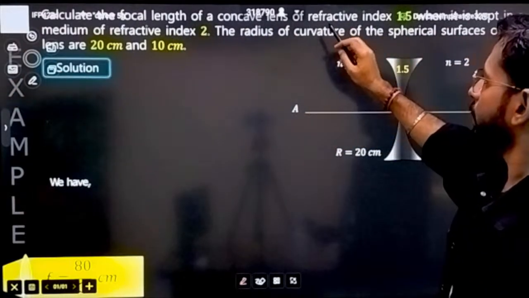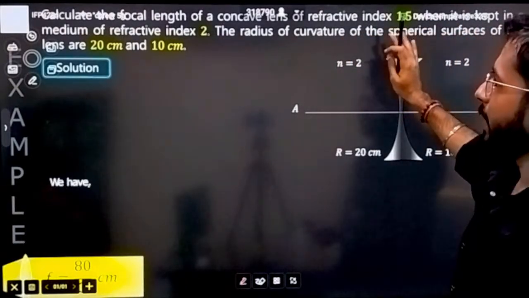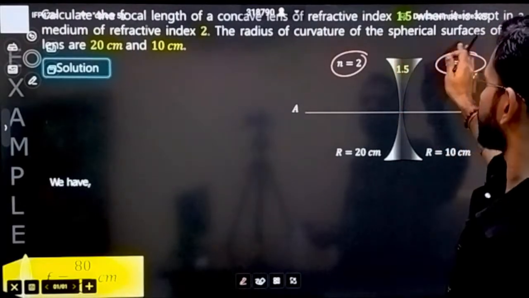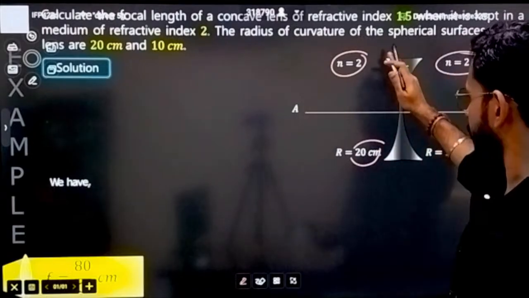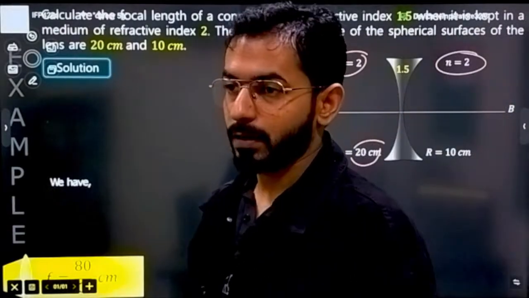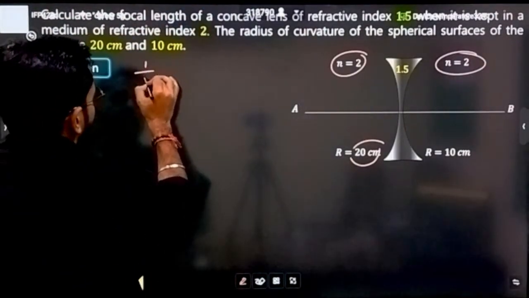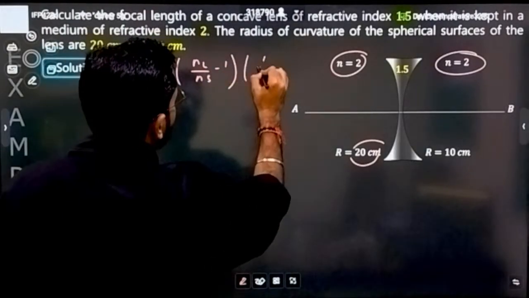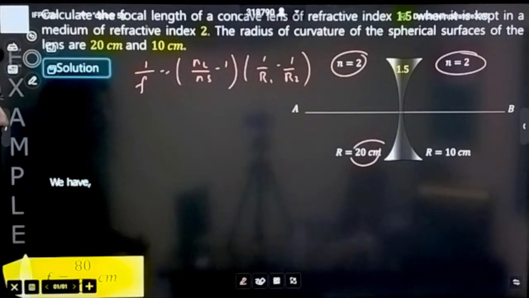Calculate the focal length of the concave lens of refractive index 1.5, kept in a medium of refractive index 2. The radii of curvature of the spherical surfaces of the lens are 20 for the first surface and 10 for the second surface. We have to calculate the focal length. What is the formula for focal length? 1/f is equal to (n of lens divided by n of surrounding minus 1) times (1/r1 minus 1/r2). This is the complete formula.